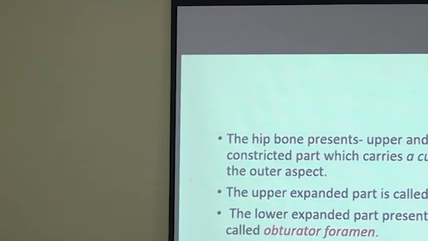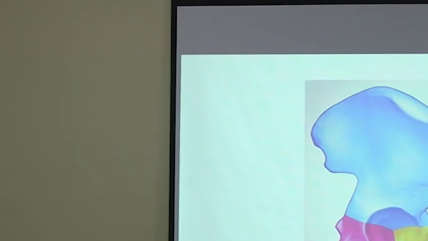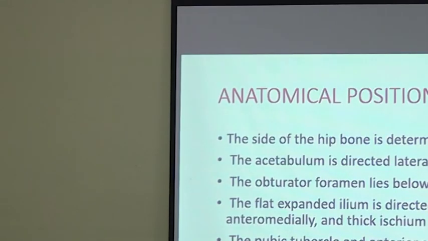Next, the hip bone has an upper expanded part, it is called ilium. And here you can see in the lower part an oval shaped foramen is present. This is called obturator foramen. The part anterior-medial to this foramen is called pubis, and the posterior-inferior part is ischium, like this. See, clear? The three parts: ilium, ischium, pubis. Then anatomical position.